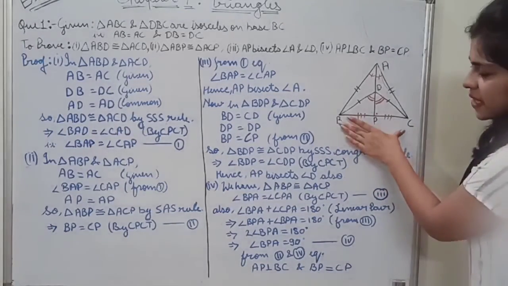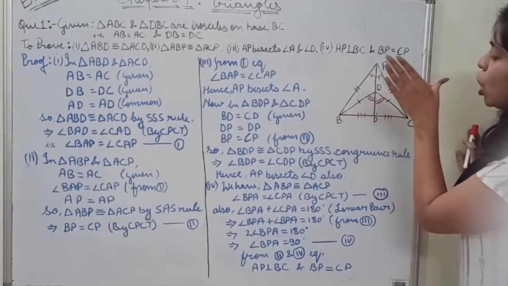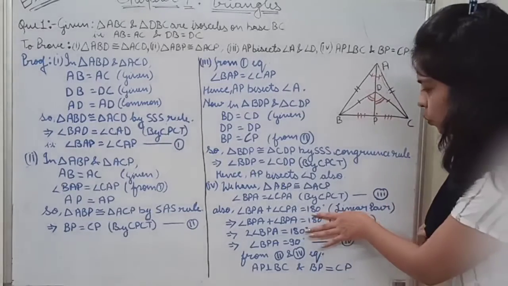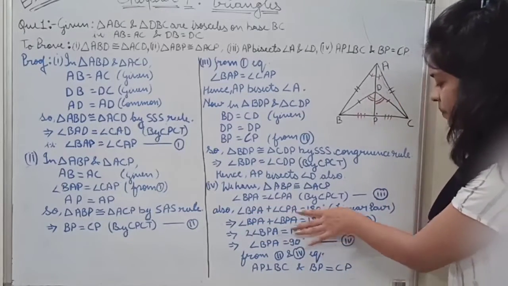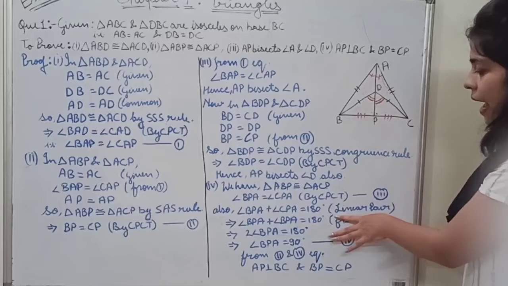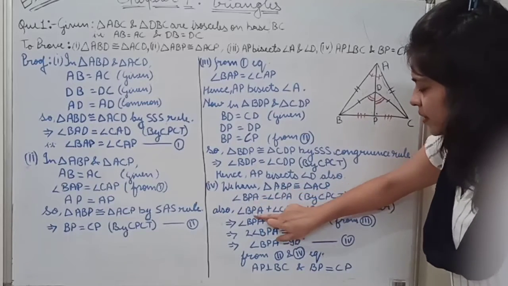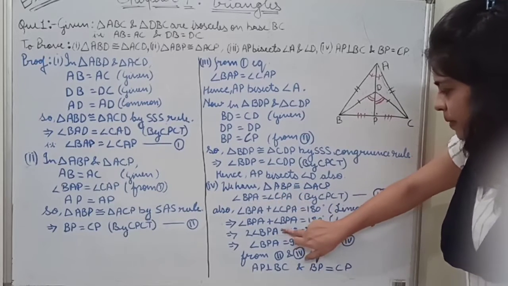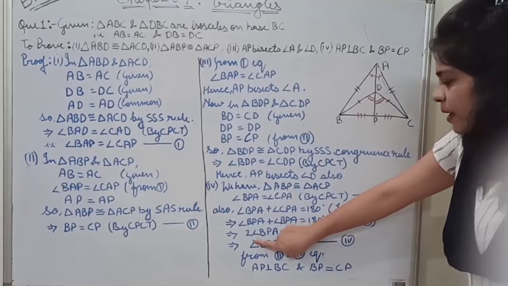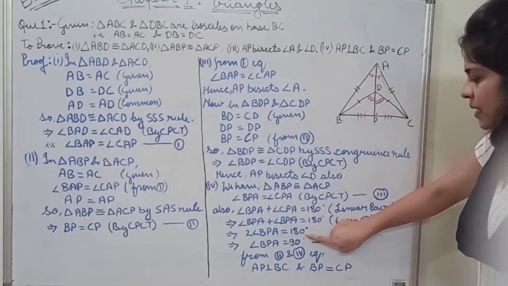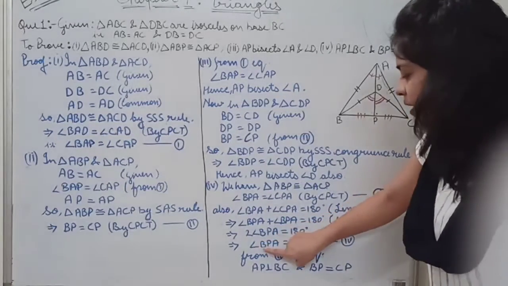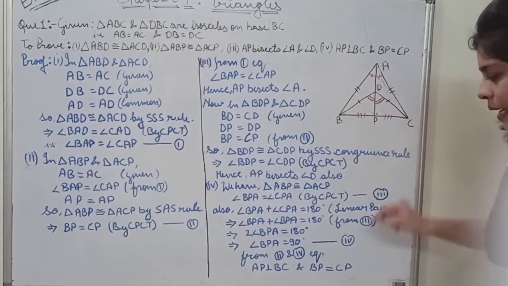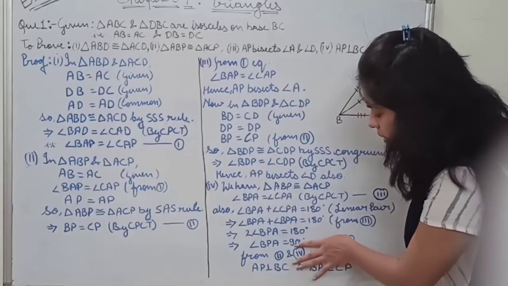Also see, BC is a straight line segment. So the sum of angle BPA and angle CPA will be 180 degrees, by linear pair of angles. These two angles are equal and their sum is also 180. So in place of CPA, if we put angle BPA here, it becomes 2 times angle BPA equals 180 degrees. If we transpose this 2 to the RHS, it becomes 180 by 2, that is 90 degrees. So angle BPA is 90 degrees.